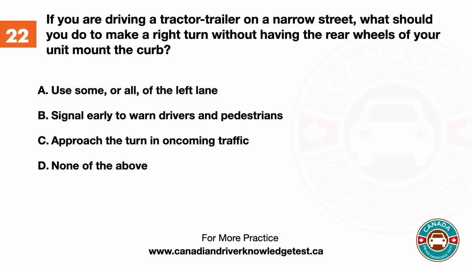Question 22. If you are driving a tractor-trailer on a narrow street, what should you do to make a right turn without having the rear wheels of your unit mount the curb? A. Use some or all of the left lane. B. Signal early to warn drivers and pedestrians. C. Approach the turn in oncoming traffic. D. None of the above. The answer is A. Use some or all of the left lane.